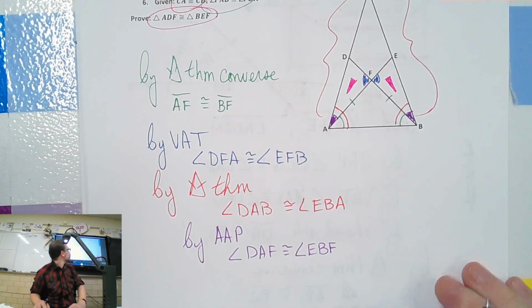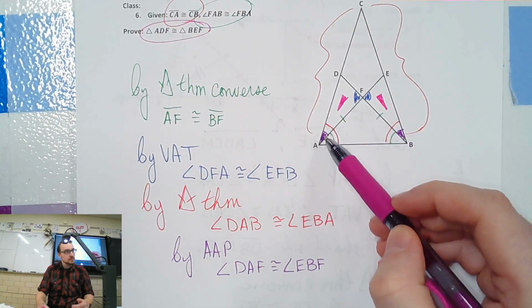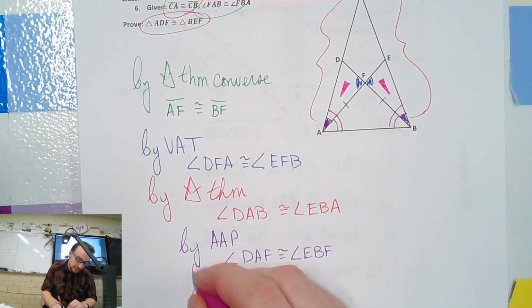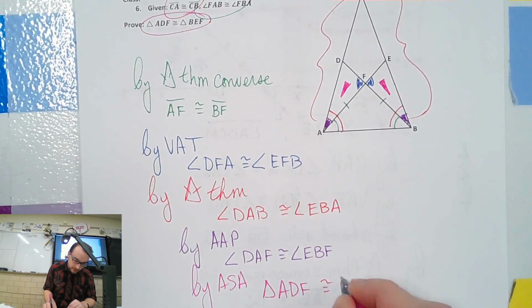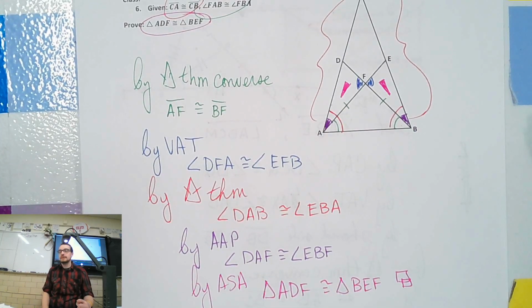Cool. And so now are the triangles congruent? Angle, side, angle, right? So by angle, side, angle, triangle, write it the way they want it, ADF congruent to BEF. AF, BF.